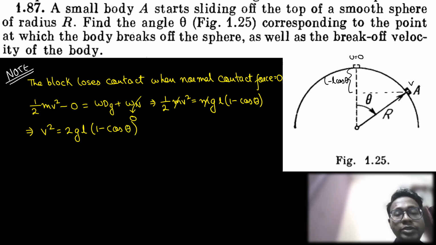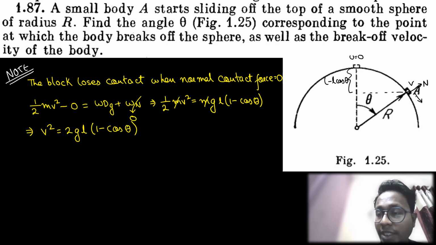Okay, so just before breaking off, what is the normal contact force out here? The normal contact force would be in this direction. The velocity is in this direction, so the centripetal acceleration would be in this direction, which is equal to v square by r. And what are the other forces? The other forces are mg. See, centripetal acceleration is in this direction, a_c is equal to v square by r. And out here, mg force.